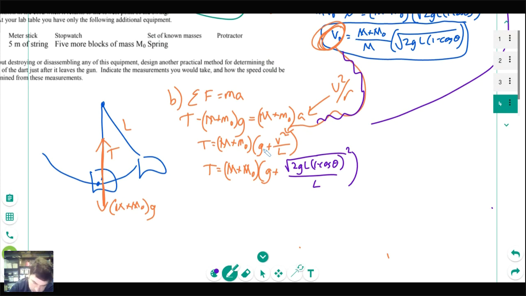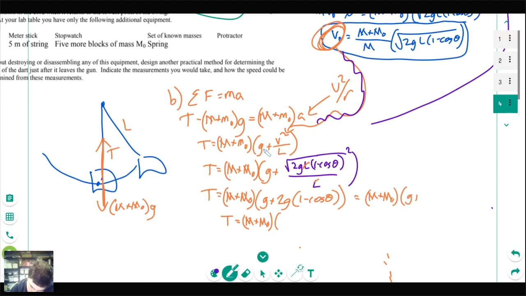Okay. So continuing on here, tension is m plus m naught times g plus 2g times 1 minus cos theta. Square it, we can drop the L's off. And then finally, if I really wanted to, let's combine stuff. 2g minus 2g cos theta. So T equals m plus m naught times, let's see, I did too much in my head, g plus 2g minus 2g cos theta. So that's 3g minus 2g cos theta. And if we really wanted to, we could pull the g out in front too.